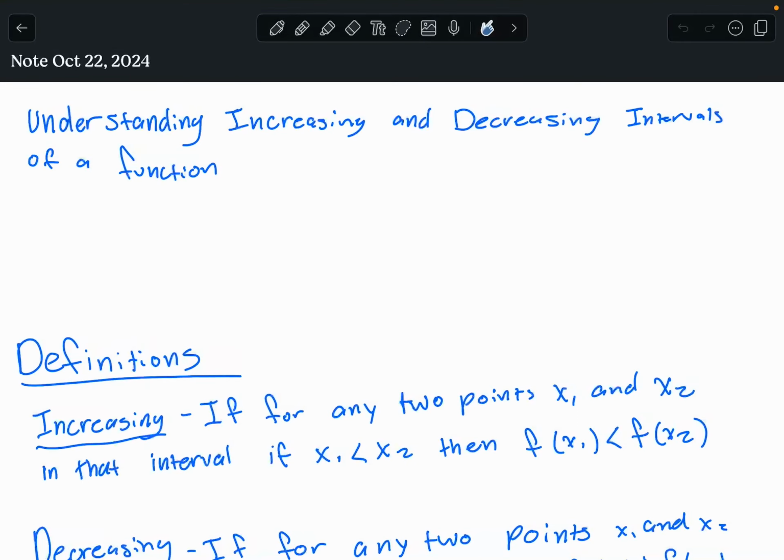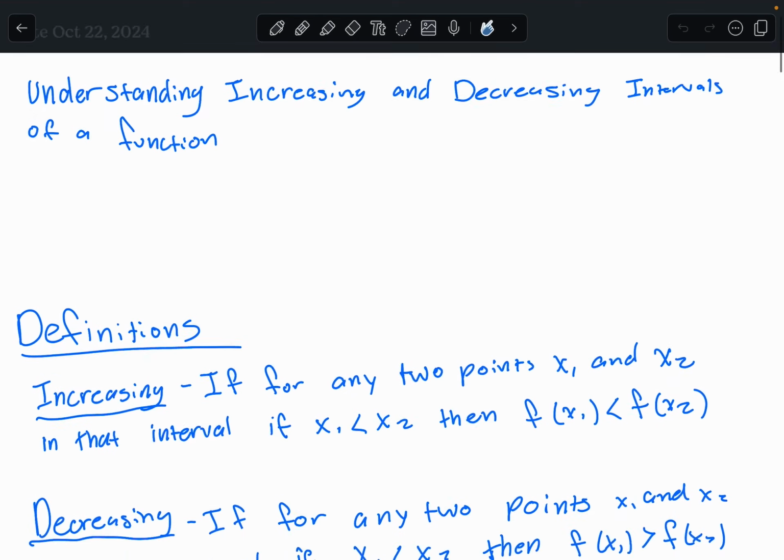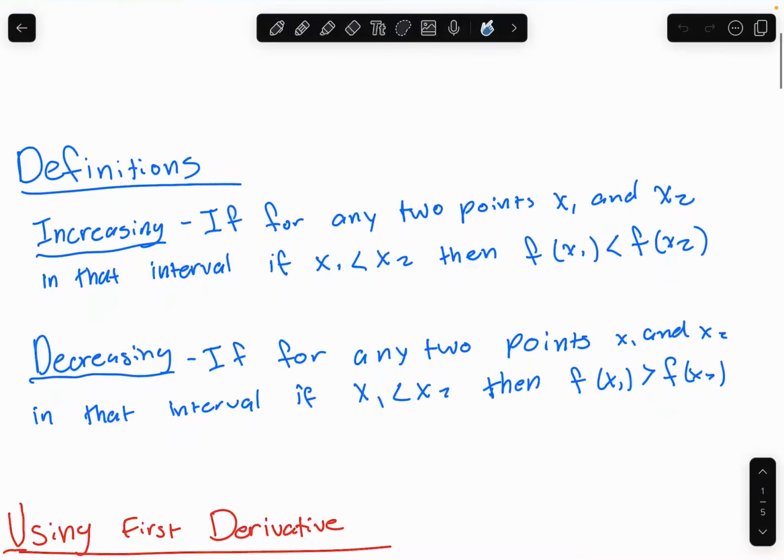Good afternoon. Today we are going to talk about when a function is increasing and decreasing. This is a fundamental concept in calculus and helps us understand the behavior of functions. But first, what do we mean by increasing and decreasing?